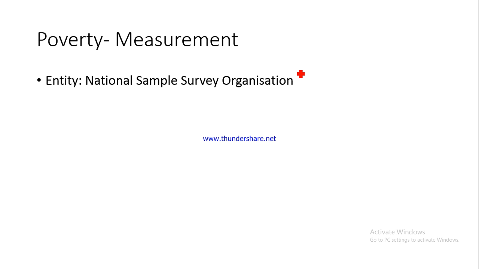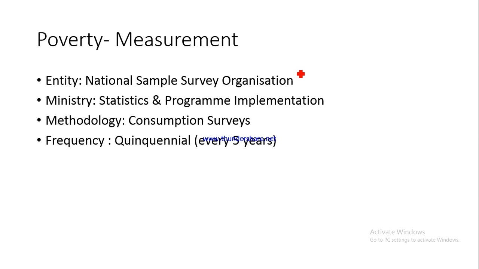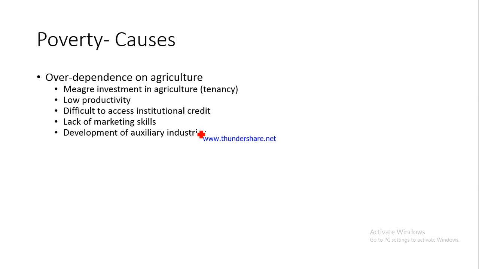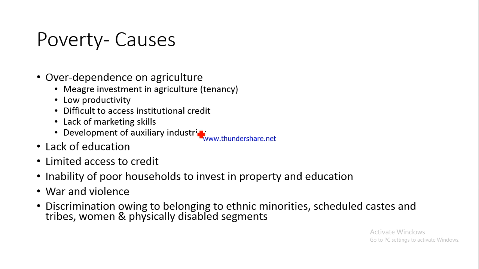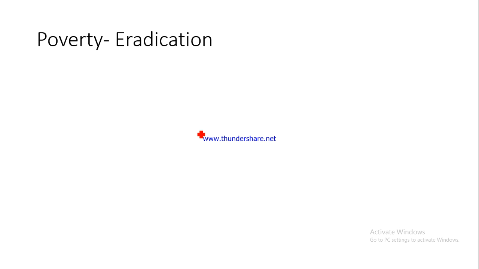Then we also understood how poverty is measured. We understood that basically it is the National Sample Survey Organization which conducts these poverty surveys, these consumption surveys, every 5 years, and based on the results they estimate poverty. So it is not as if we conduct a census of all the population, we only conduct sample surveys. We also talked about the causes of poverty in detail, and then we moved over to the different programs which were implemented by various governments since independence to eradicate poverty.